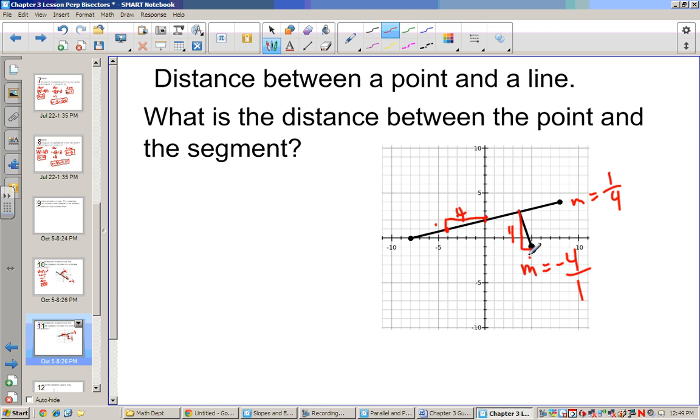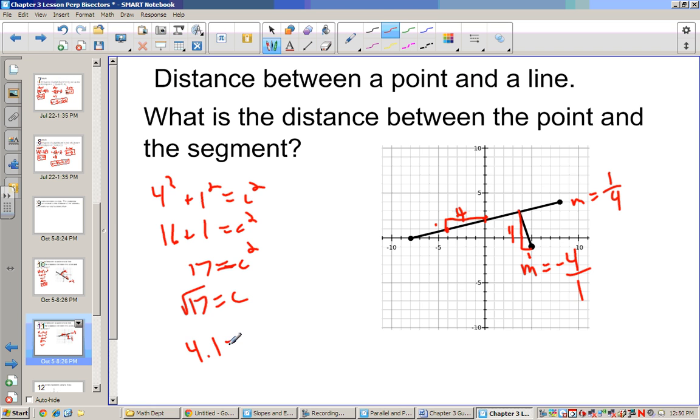So now we just use the Pythagorean theorem. 4 squared plus 1 squared is equal to c squared, or that's 16 plus 1 is 17. And now we take the square root of 17 to get us to 4.12. Let's say 4.1. So now the distance between the point and the line was 4.1.